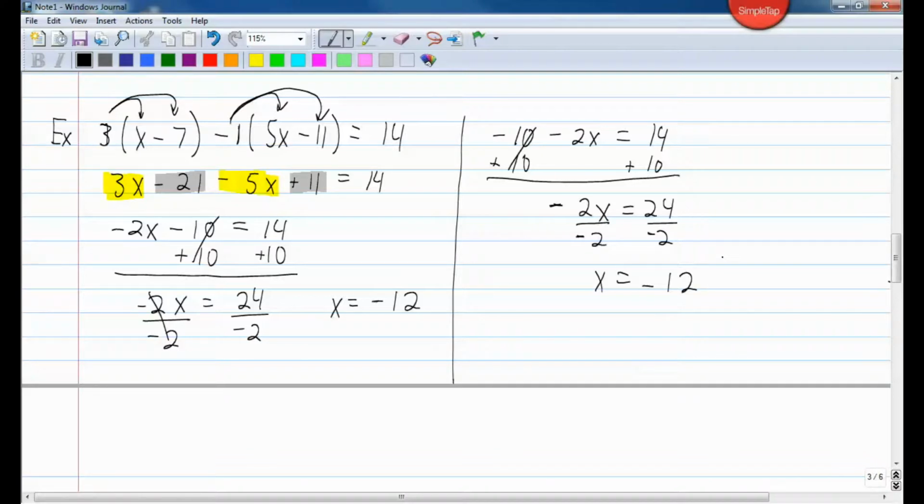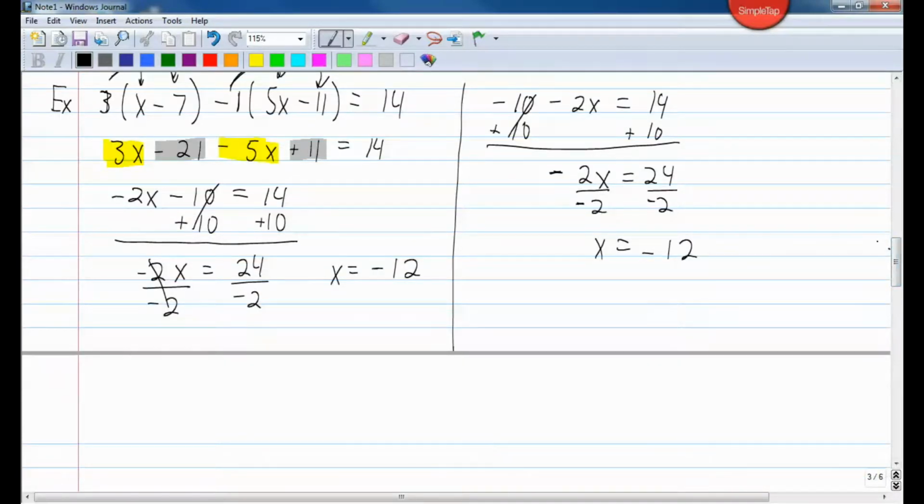Now, we can check this by plugging it back into the original equation. You may be thinking to yourself, why don't we just plug it in right here with a negative 2x minus 10 equals 14? Well, what if we made a mistake whenever we were distributing up here? So we need to make sure that we plug that into the original equation and not some form of the equation we have, in case we make a mistake.